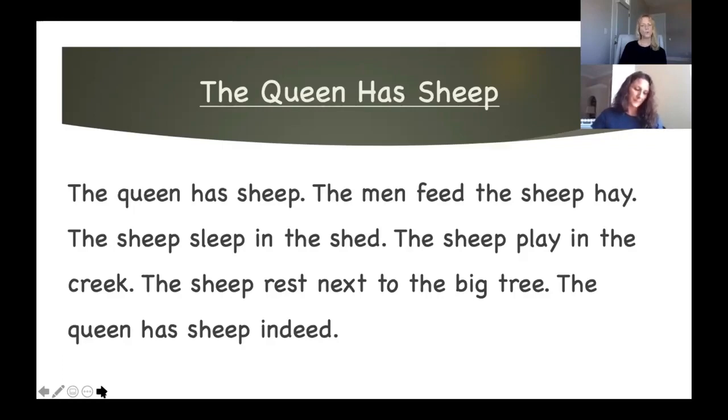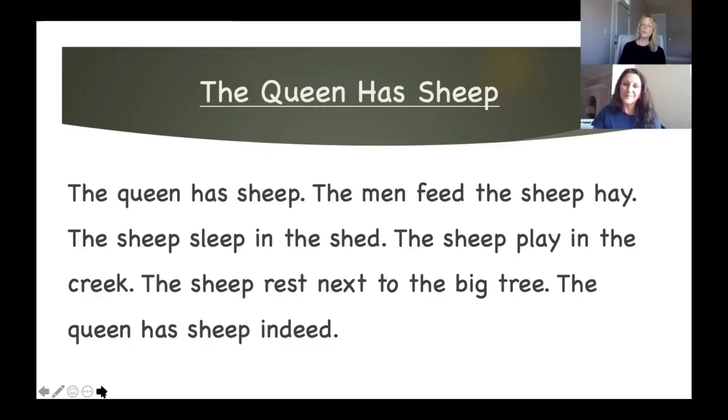Now we have an old review phoneme, AY. Do you see any AY words in the story? If you do, circle those as well. Good job. What words did you circle? Hay and play. Nice job. I would like you to underline creek. Will you underline creek for me?